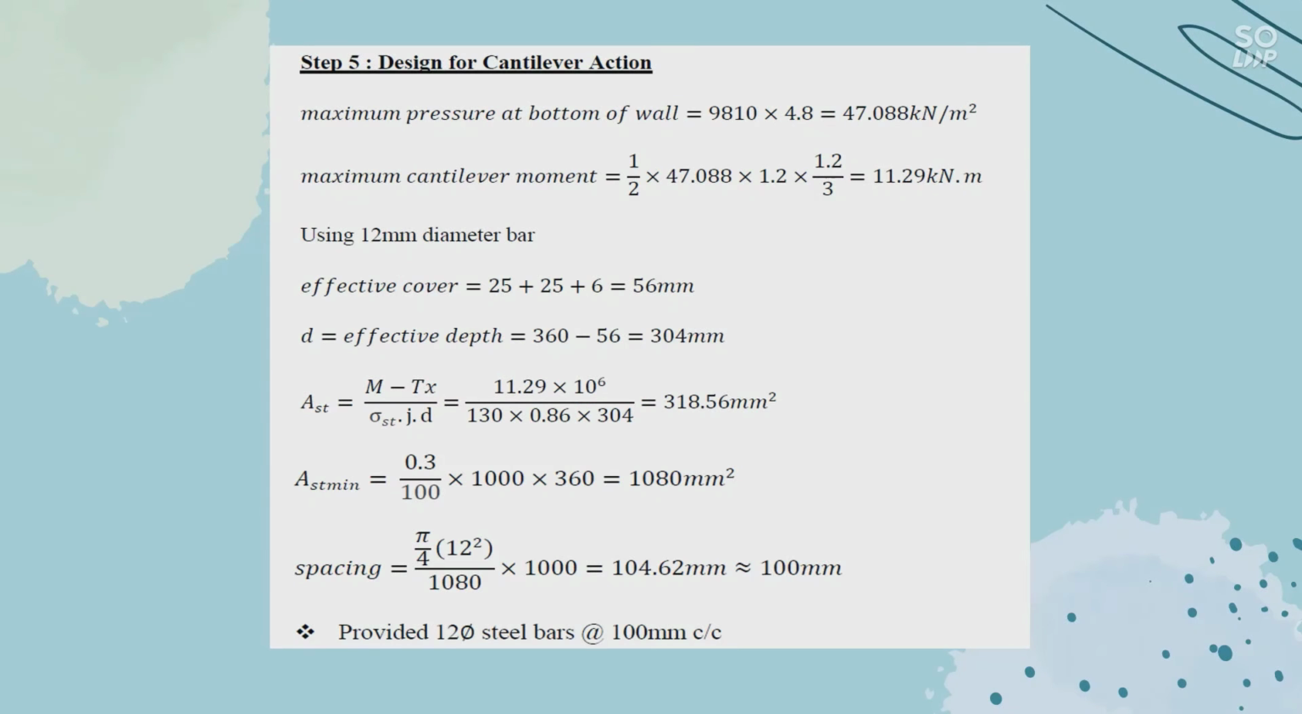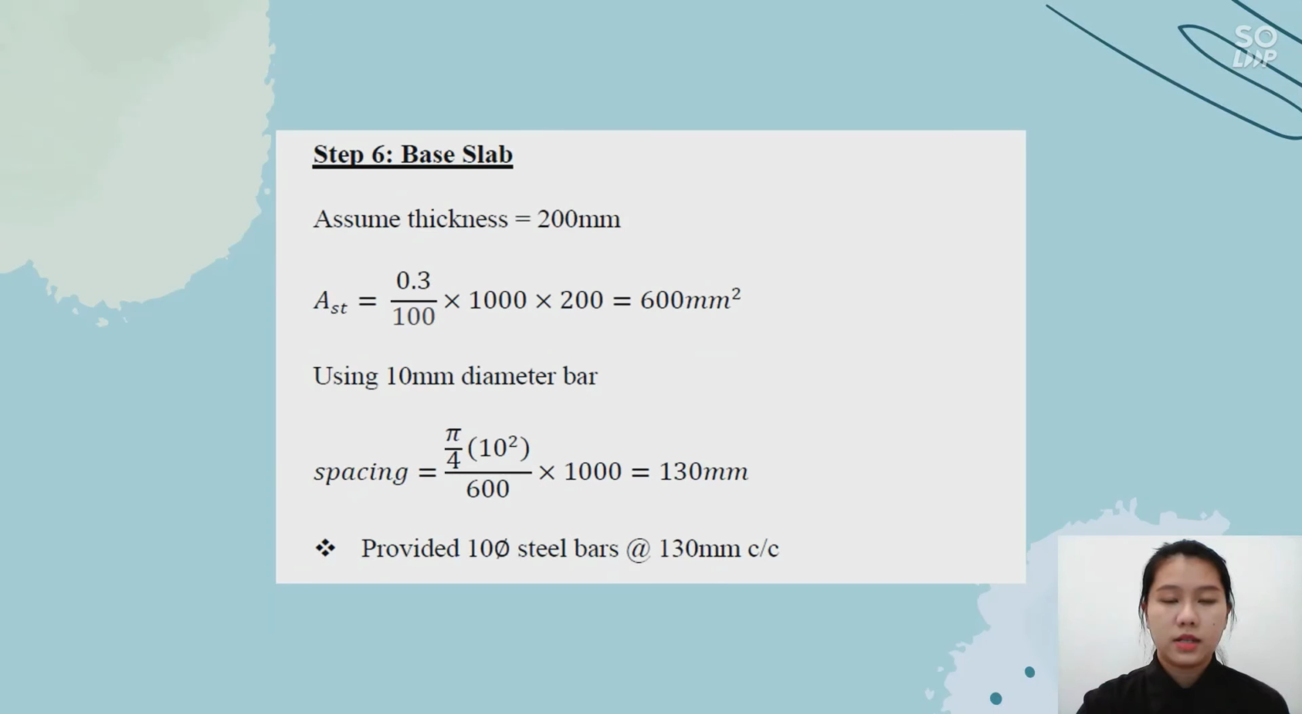Step 5, design for cantilever action. Maximum pressure at bottom of wall is 47.088 kN per meter square and maximum cantilever moment is 11.29 kN meter. Using 12 mm diameter bar, the effective cover is 56 mm and effective depth is 304 mm. The minimum reinforcement area is 1080 mm square and the spacing is 100 mm. Last is the base step. Assuming thickness is 200 mm, the reinforcement area is 600 mm square. Using 10 mm diameter bar, the spacing is 130 mm center to center. That's all for rectangular tank design.